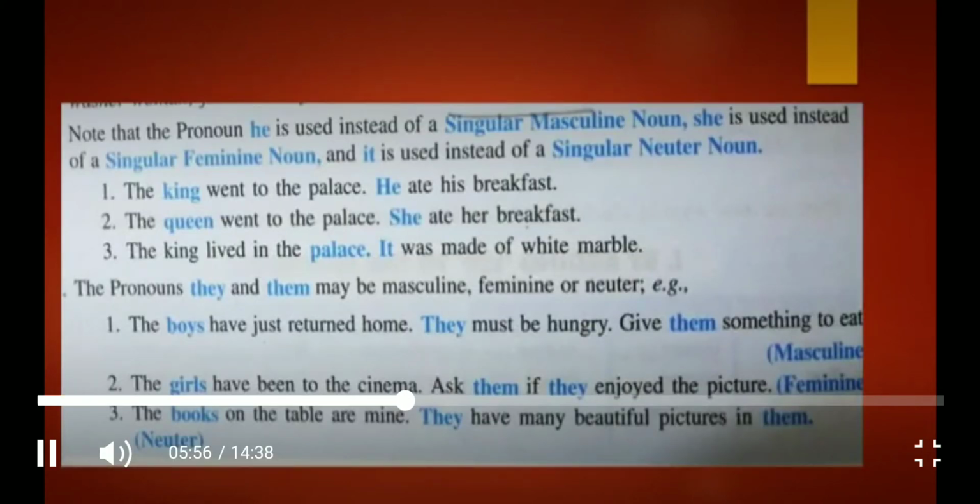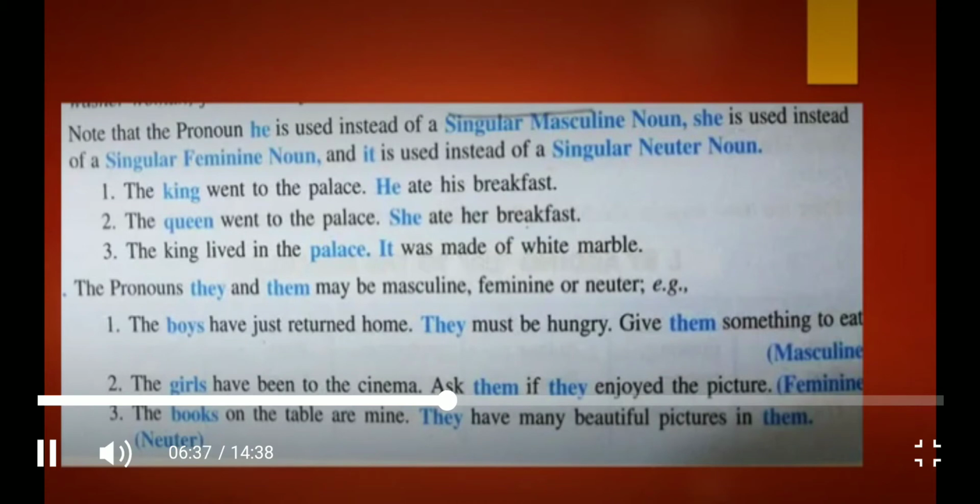Next. Note that the pronoun he is used instead of a singular masculine noun, she is used instead of a singular feminine noun, and it is used instead of a singular neuter noun. Here are the examples. The king went to the palace. He ate his breakfast. The queen went to the palace. She ate her breakfast. The king lived in the palace. It was made of white marble. It is used in place of palace.